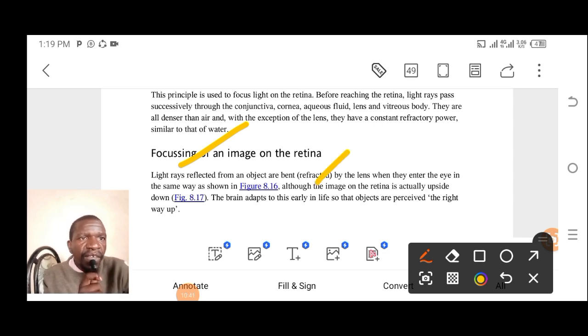So here the light rays reflected from the object are bent or refracted by the lens when they enter the eye, in the same way as shown in Fig. 8.16. Although the image on the retina is actually upside down, the brain adapts to this early in life so that objects are perceived the right way, right? So we are going to see all this.